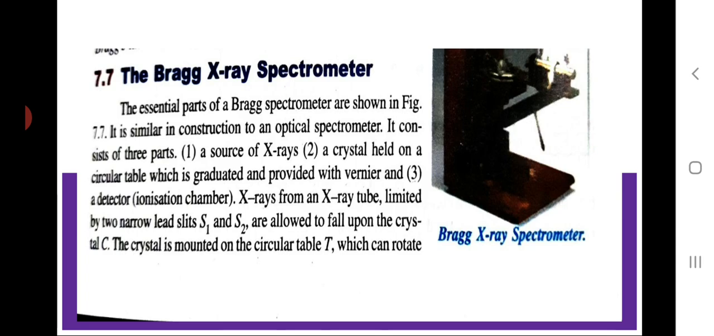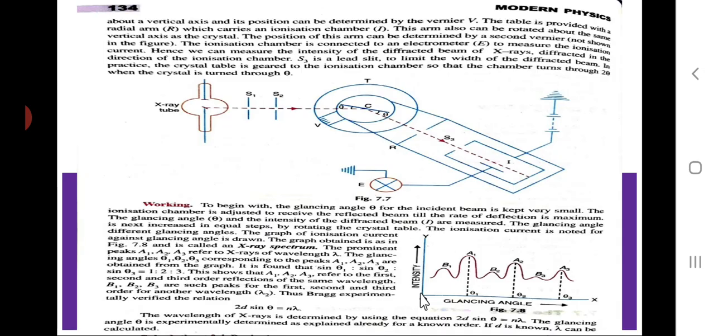Now X-rays from an X-ray tube limited by two narrow lead slits S1 and S2 are allowed to fall upon a crystal C. The crystal is mounted on circular table T, which can be rotated about a vertical axis, and its position can be determined by a vernier V.